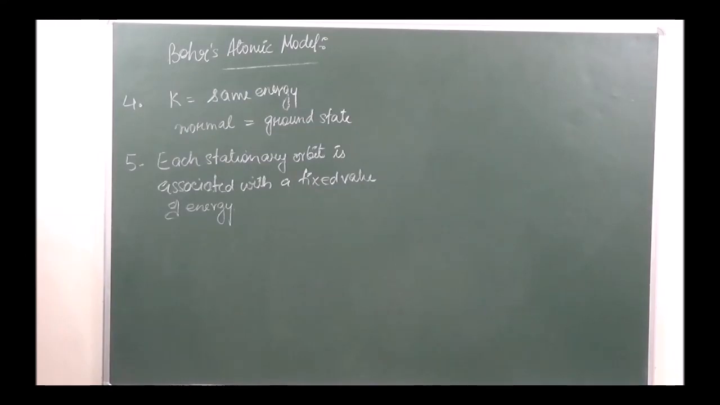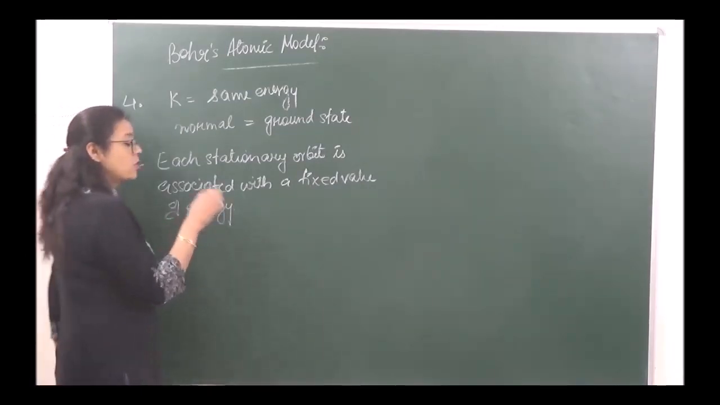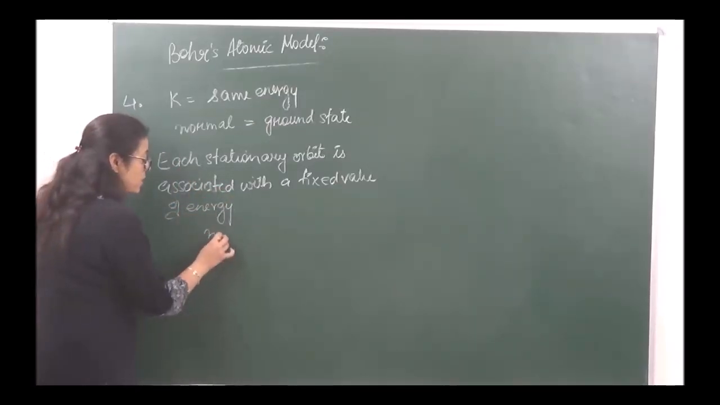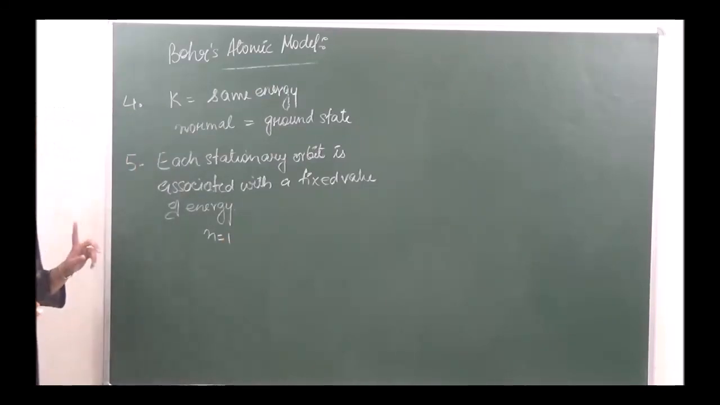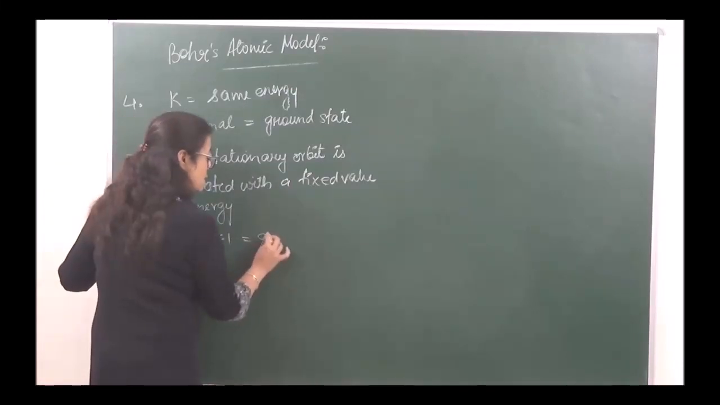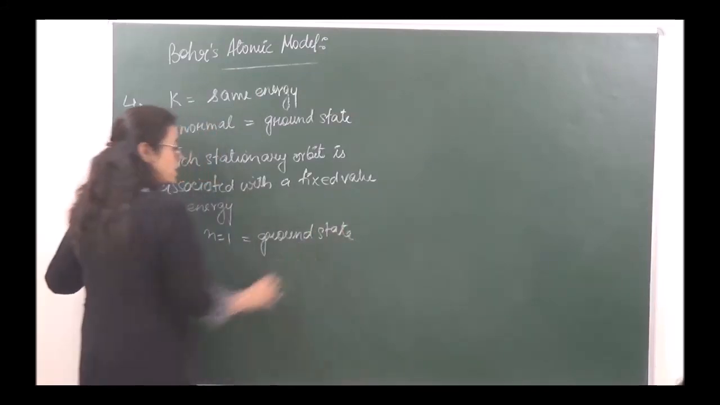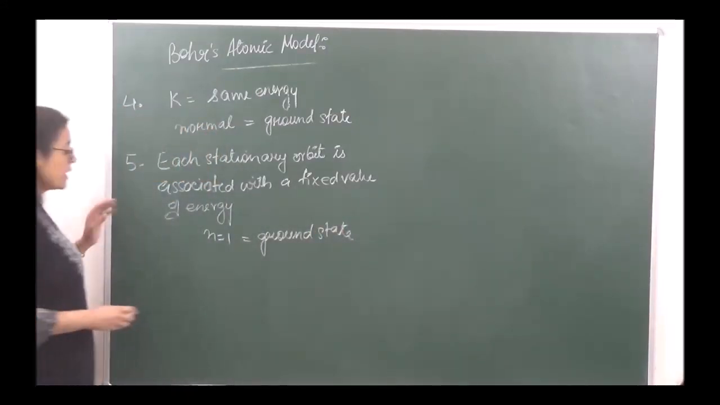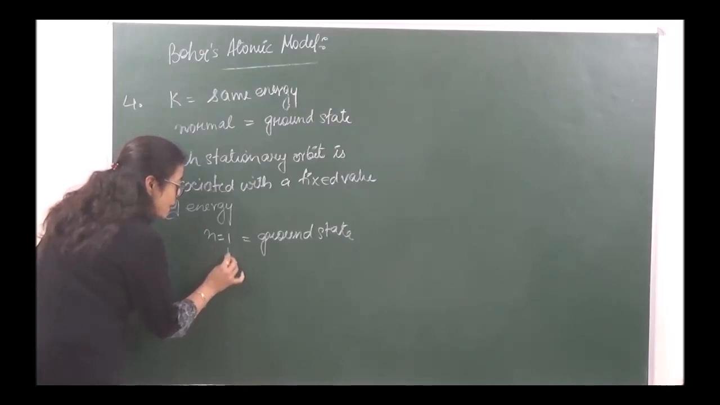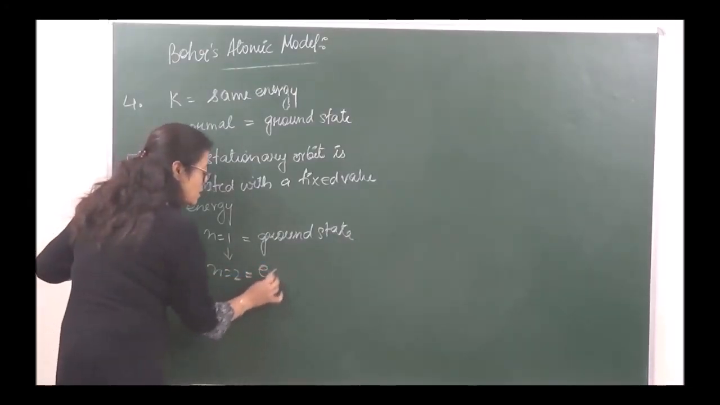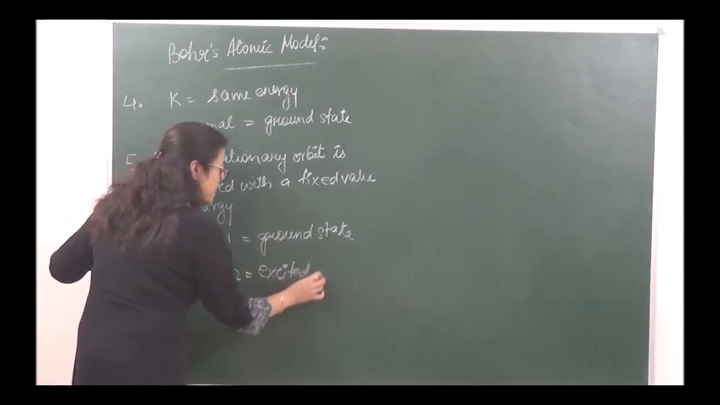Now, if it is associated with a fixed value of energy, we say that when an electron shifts from one orbit to the other, for example, the electron first is in the first orbit, n is equal to 1, then this is known as the ground state. If the electron now shifts from 1 to n is equal to 2, then this is known as the excited state.